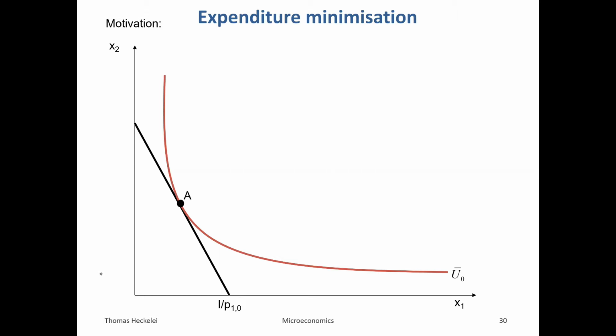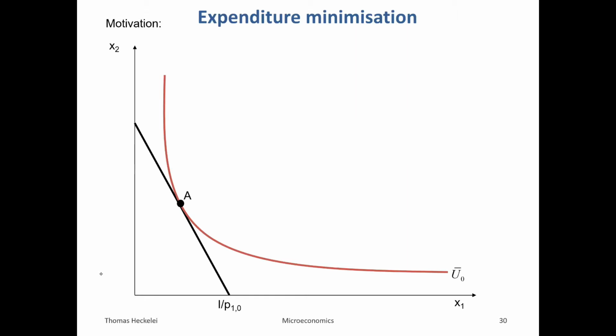So let's talk about expenditure minimization. Why do we need it? To answer this question, let's first ask another question. What happens to the maximization problem when the price of one good changes?